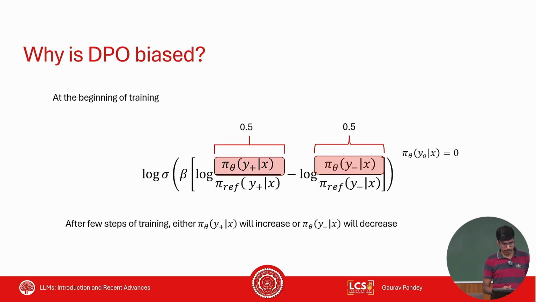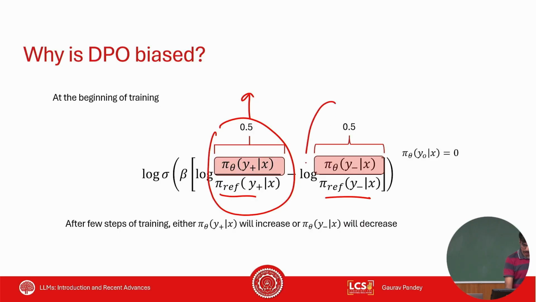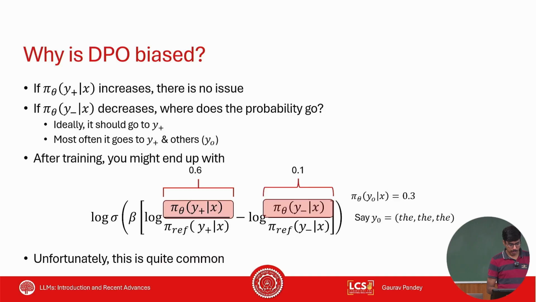You don't care about some random outputs, right? But when you do training, at the beginning both of them are 0.5 under pi ref, and because you're starting training, pi theta and pi ref are the same, so they also will be 0.5. Does that make sense? So after a few steps of training, this ratio will increase, and this ratio will decrease, right? So let's say pi theta of y plus went from 0.5 to 0.6, and pi theta of y minus went from 0.5 to 0.1.